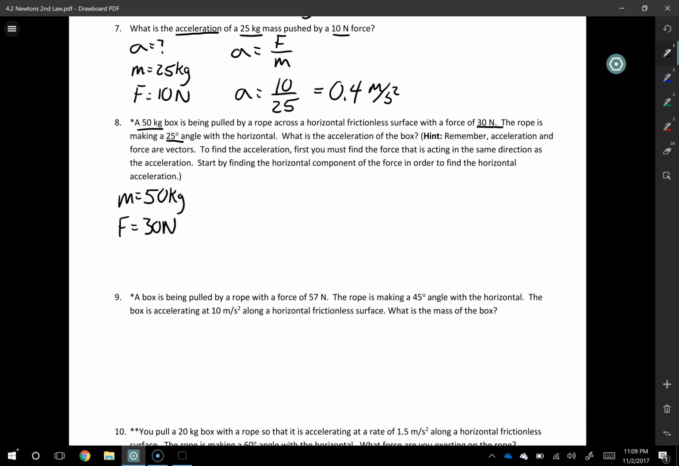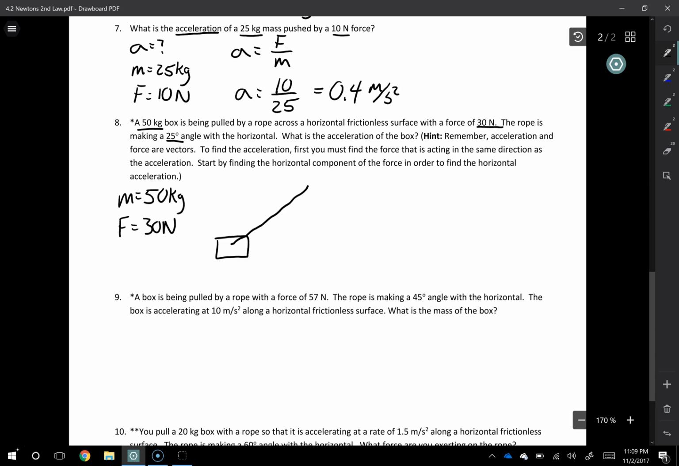What the heck? Alright, so we have this box, and we're pulling it with the rope, but not just straight across. We're pulling it at this weird angle. So this is 25 degrees, and the force is acting along the rope. Oops, not 20, but 30 newtons. Alright, it says, what is the acceleration of the box? Well, it's not accelerating in the direction of this force. It doesn't say you're lifting the box up. It says you're sliding it across the horizontal surface. So the acceleration is going across this way.